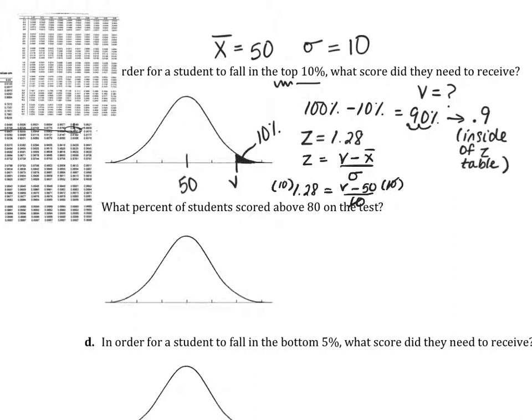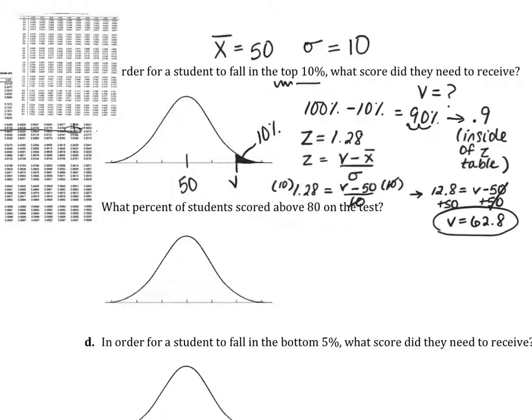When you do that, 10 times 1.28 gives you 12.8 is equal to V minus 50. In order to get rid of the 50, we have to add 50 to both sides. And 12.8 plus 50 is 62.8. And so that's your final answer. So a score of 62.8 or higher on this test that they're speaking of is what would allow you to fall into the top 10%.